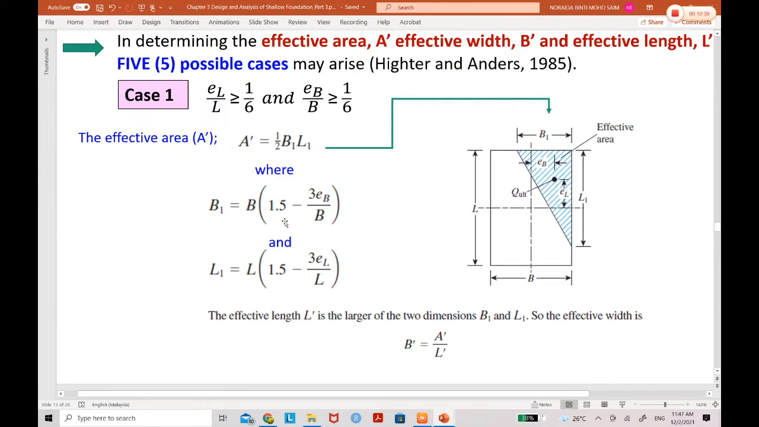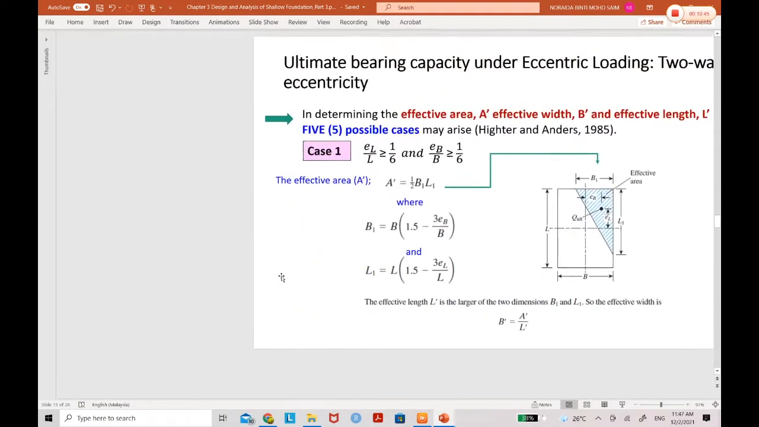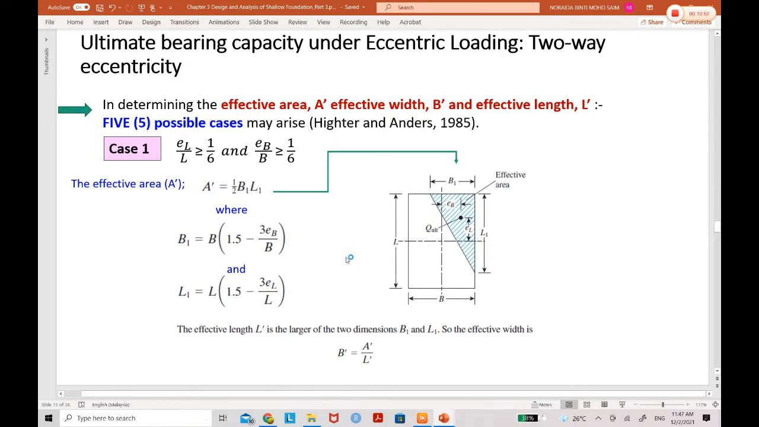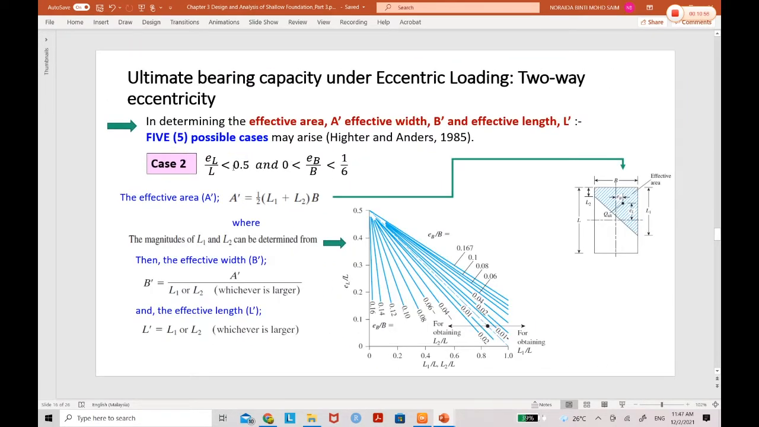Alright, so this equation was come up by Heiter and Enders. This is how we get the B1 and how we get the L1. This one is quite straightforward because there is an equation. So let's move to case number 2. For case number 2, the requirement is EL over L is less than 0.5 and EB over B is in the range more than 0 but less than 1 over 6.